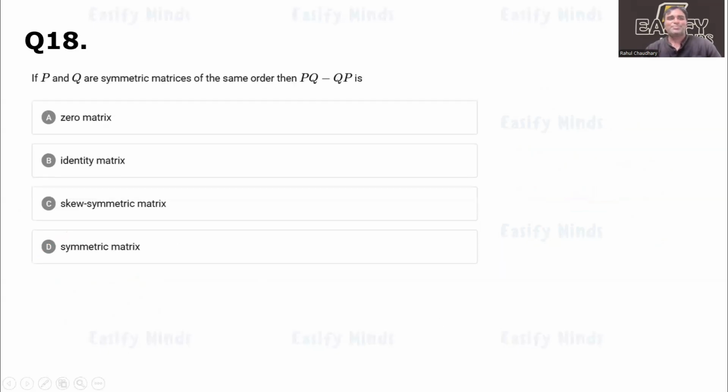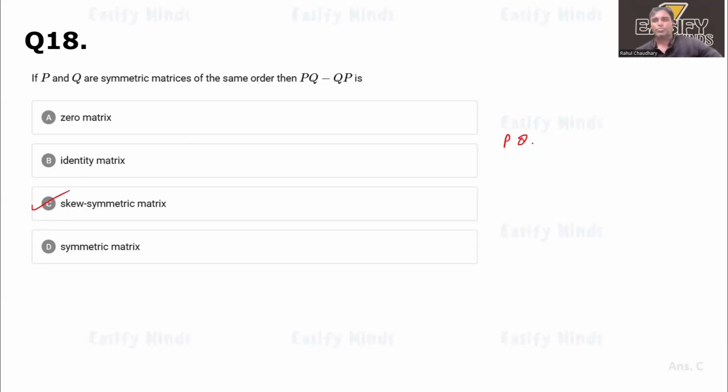Let's move to the 18th. P and Q are symmetric matrices of the same order. What is PQ minus QP? Zero matrix, identity matrix, skew symmetric matrix or symmetric matrix? Tell me this one. So the correct answer is option C, skew symmetric matrix.